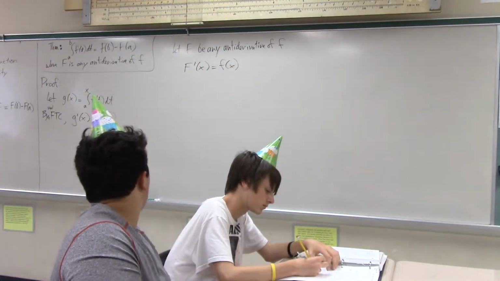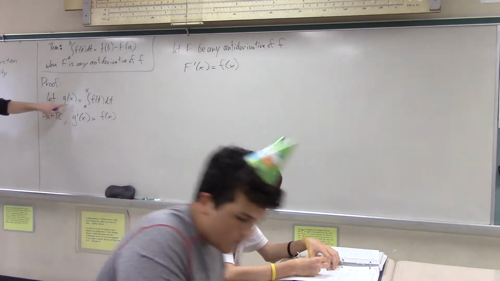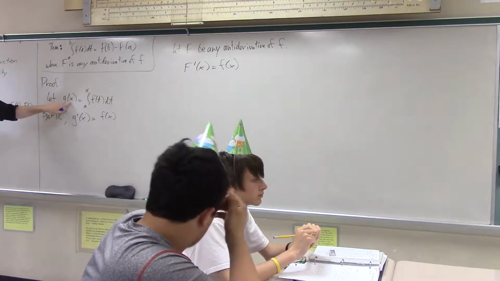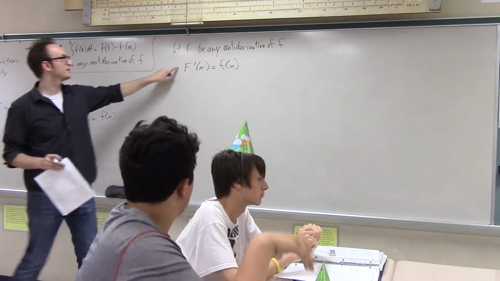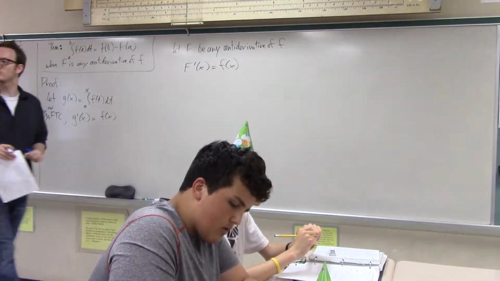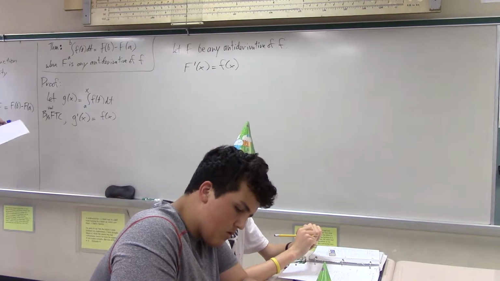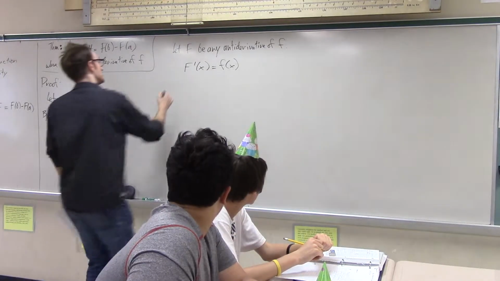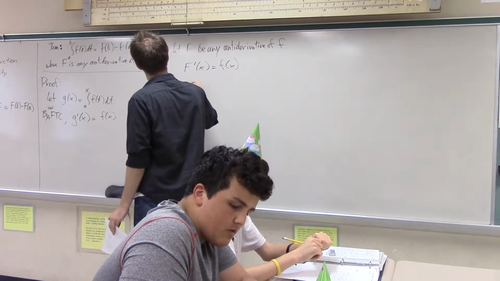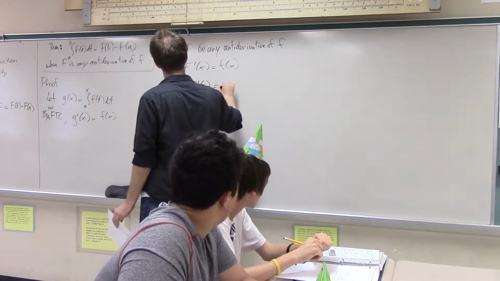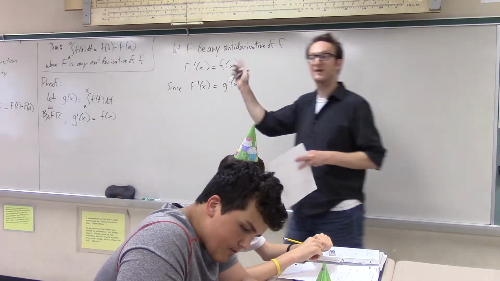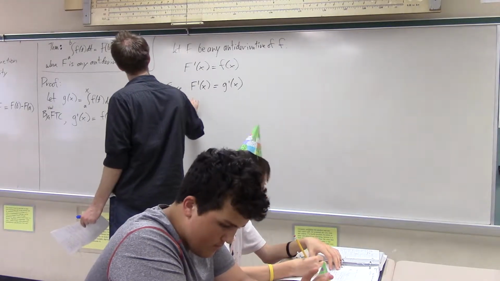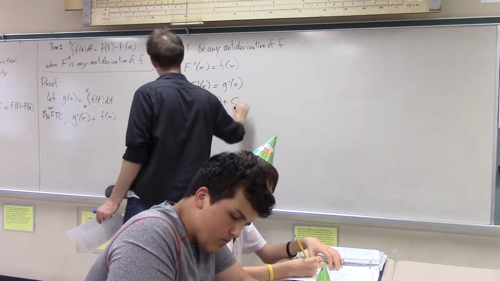But by FTC part 1, the derivative of this accumulator function is also little f. So if the derivative of the accumulator function is little f, and the derivative of big F is also little f, what do we know about two functions with the same derivative? They're the same, except shifted. Plus c. Yes, that is correct. So since the derivative of big F equals the derivative of g, big F and g must differ by a constant, by the theorem that we proved. So big F must look like g of x plus c.